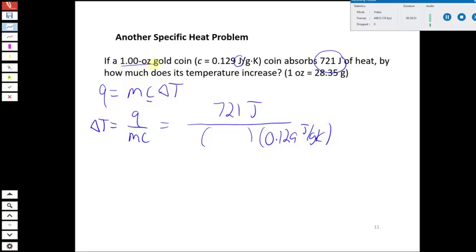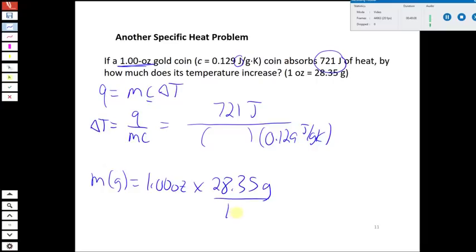The mass is given to us in ounces, which is not the standard unit that we need for this heat capacity, so we need to convert the mass to grams. So we have 1 ounce of gold, and 1 ounce is equal to 28.35 grams. That's not a conversion factor you would have to know off the top of your head. We're giving it to you here. 28.35 grams is going to be then our mass in the correct units of grams.